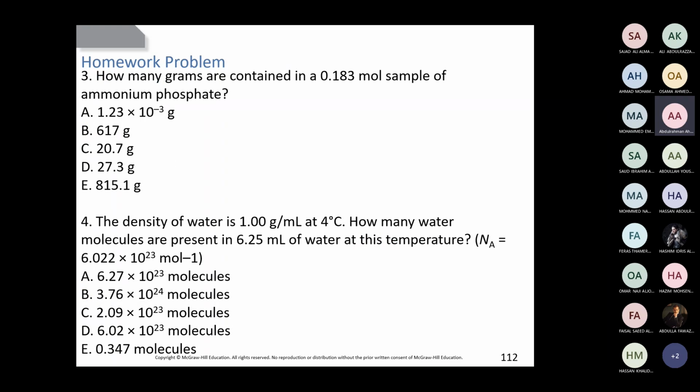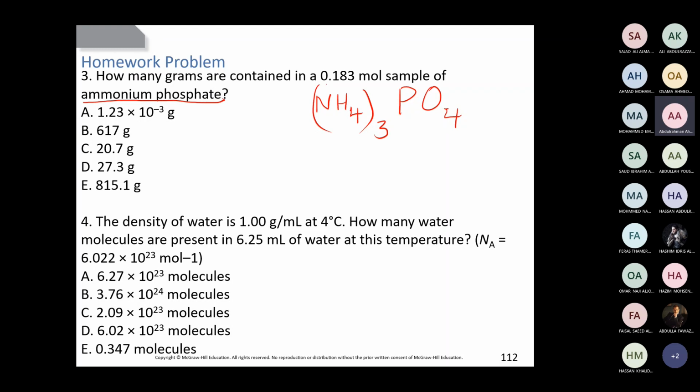Now solve question number 3. The compound is ammonium phosphate. You have to know what's ammonium phosphate. What's ammonium phosphate? NH4. All of them 3, exactly. Then PO4. PO4, that's correct.